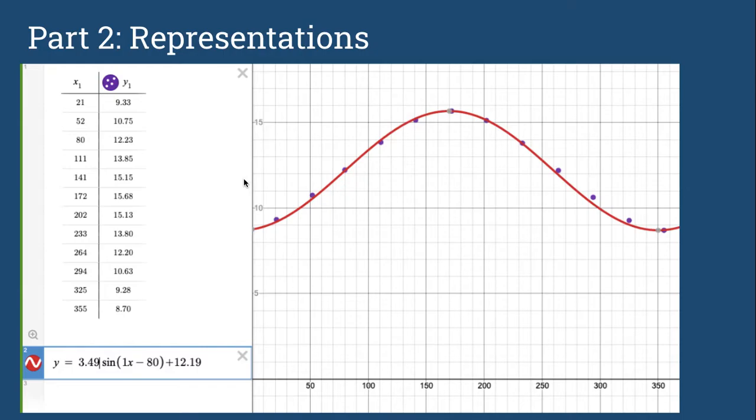We use the table to create the points on the graph. Then we use the table to help us come up with this equation. We can see the parts of the equation in the graph itself.